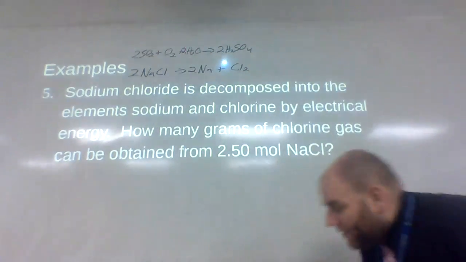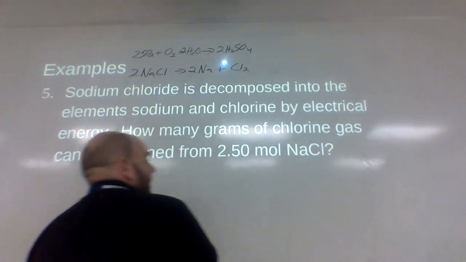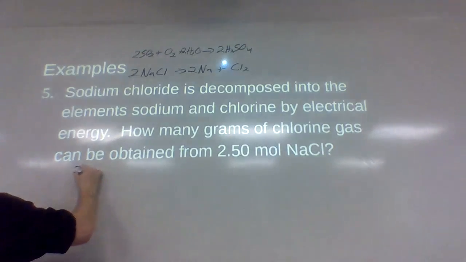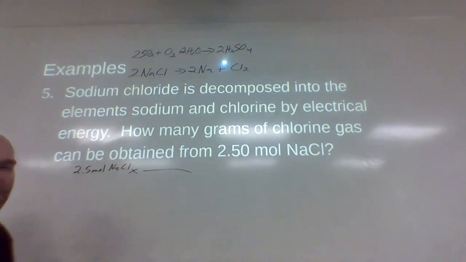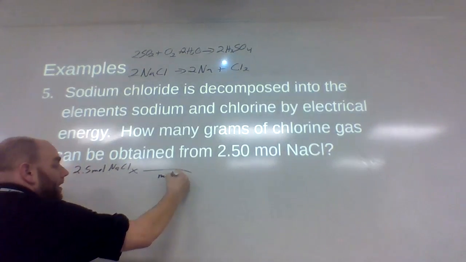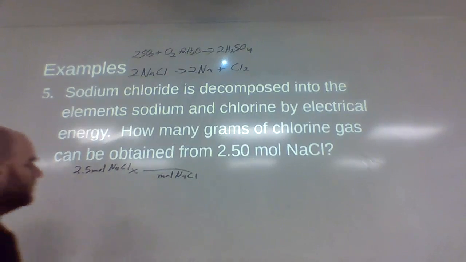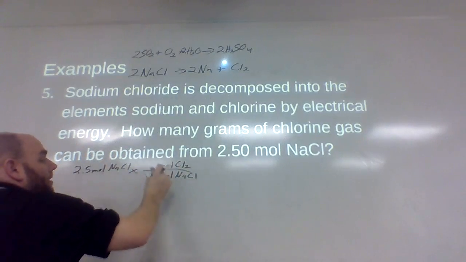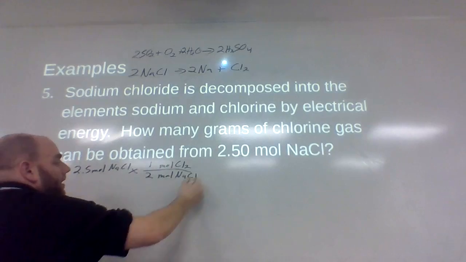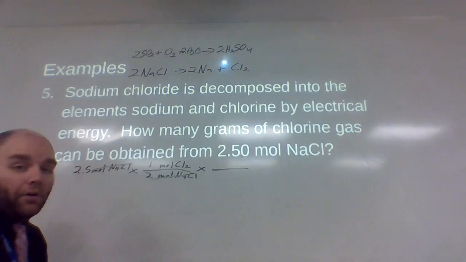So now we can actually get started. What are we starting with? We know that we are starting with 2.5 moles NaCl. So if I want to cancel that, where's it going to have to go? On the bottom. So moles of NaCl go on the bottom. What am I trying to get to? How many grams of chlorine gas? Hey, didn't we just get to chlorine gas last time? So we're going to go moles chlorine gas on top. Look at your balanced chemical equation. How many NaCl? We got 2. How many chlorine? We got 1. Moles of NaCl cancel.